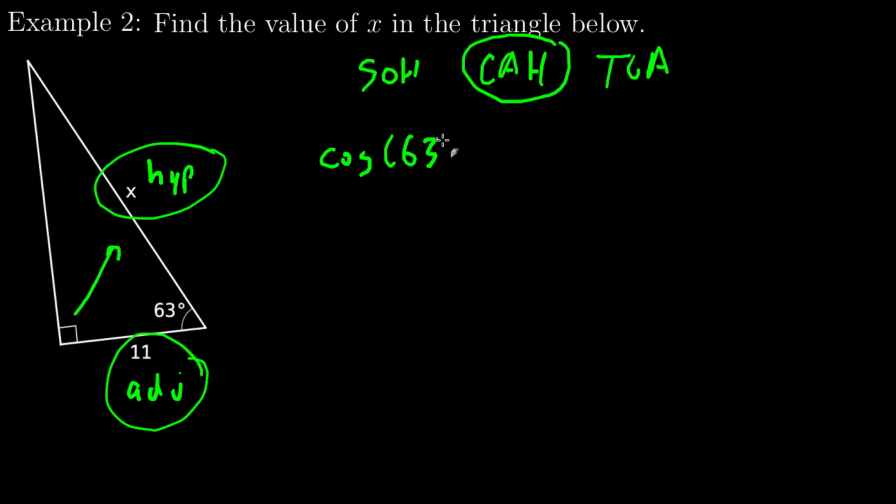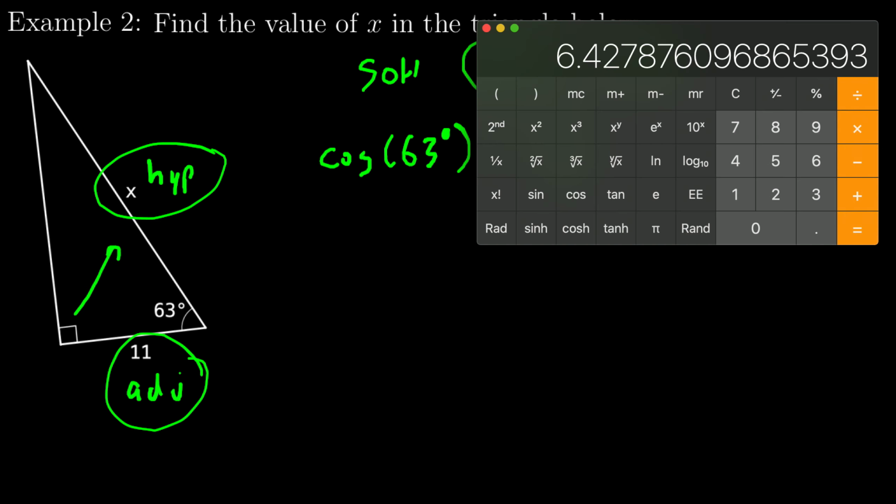The angle always goes in here. Is equal to adjacent over hypotenuse. So that's going to be 11 over x. I'll go to my calculator to find the cosine of 63 degrees. And I'll get 0.45399.